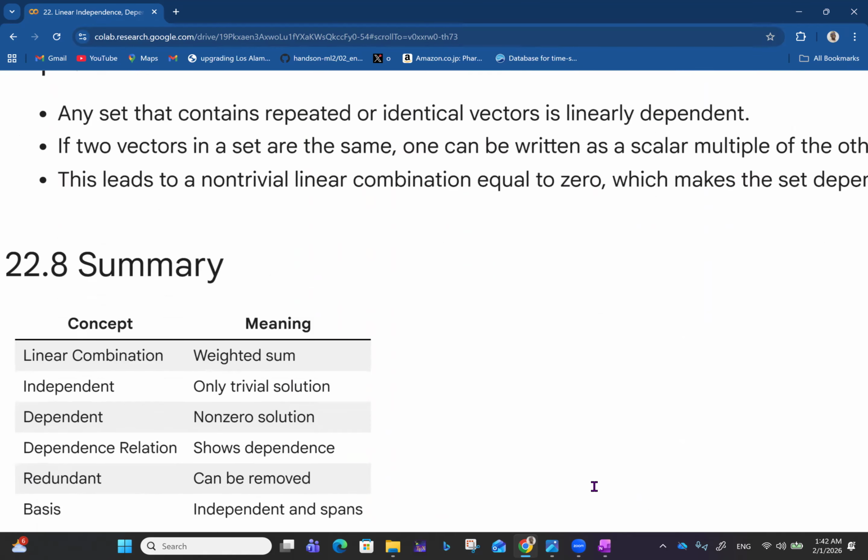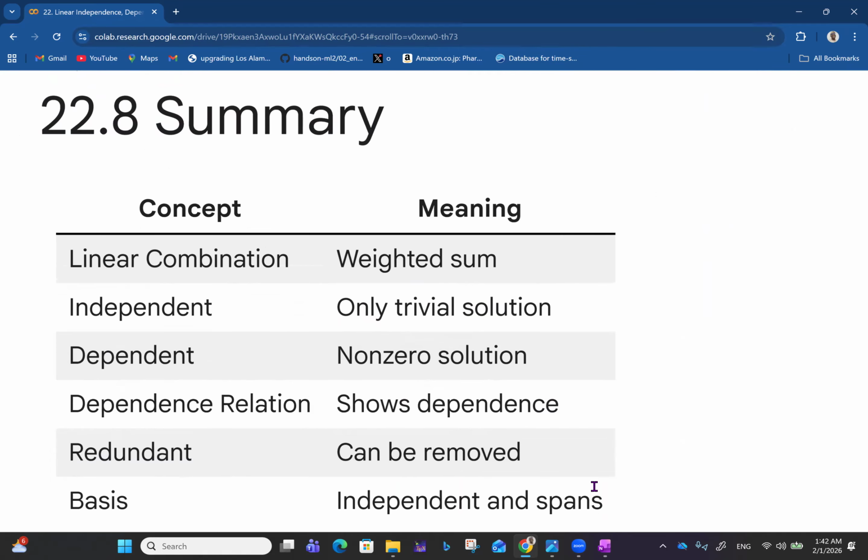So in summary, a linear combination is a weighted sum of vectors. If you have vectors v1, v2 up to vn, then the linear combination weighs them by multiplying with constants: c1 v1 plus c2 v2 plus c3 v3 up to cn vn. When you talk about independence, vectors are independent because the linear combination has only the trivial solution. They are dependent if they have a non-zero solution. Then for dependence relations, this shows dependence. Redundant means it can be removed. So with (1, 2), (2, 4), (3, 6), you can remove (2, 4) and (3, 6) because they just duplicate (1, 2).